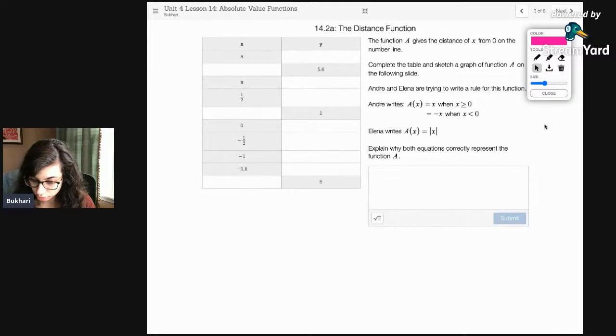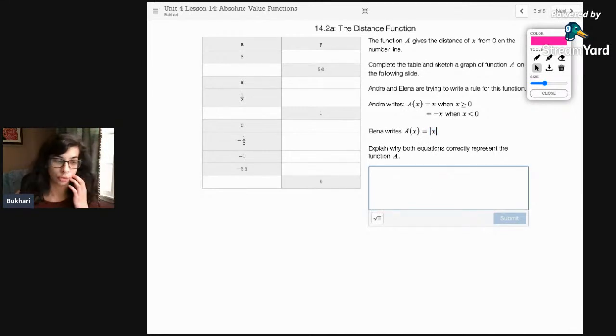From that, you're going to create a function a that gives the distance of x from 0 on the number line. I want you to complete the table and sketch the graph on the following slide. Andre and Eleanor are trying to find a rule for the function using function notation. Andre writes a piecewise function: a equals x when x is greater than or equal to 0, and a equals -x when x is less than 0. And Eleanor writes this rule where we have these 2 bars.